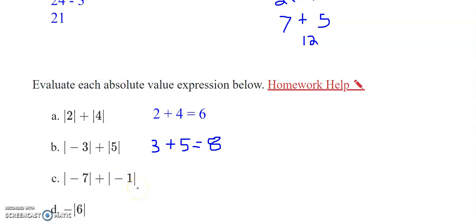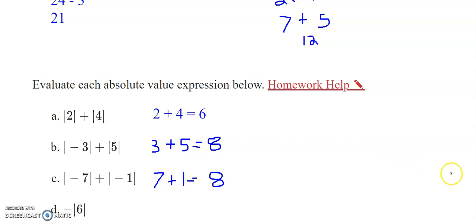Okay, the next one, more practice now. Hopefully you're getting the hang of it. The absolute value of -7, how far away from 0? 7 away from 0. Our plus sign, because it's in between the two. And the absolute value of -1 is a positive 1. It's 1 space away from 0. 7 plus 1 is 8.